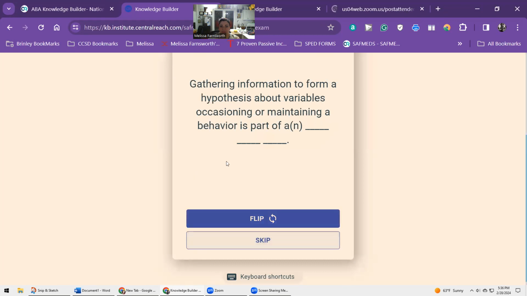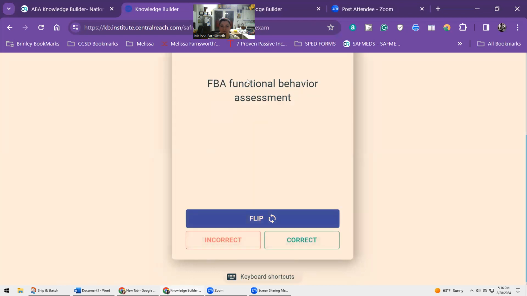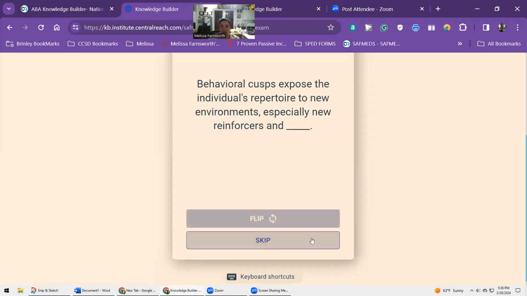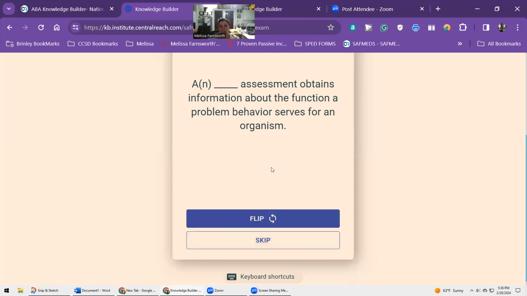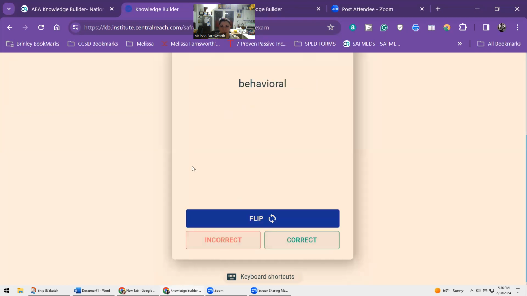Behavior cusps. Gathering information to form a hypothesis about variables occasioning or maintaining a behavior is part of a blank. FBA, Functional Behavior Assessment. Behavioral cusps expose the individual's repertoire to new environments, especially new reinforcers and blank punishers. A blank assessment obtains information about the function a problem behavior serves for an organism.